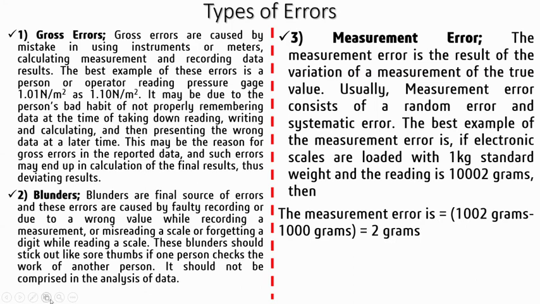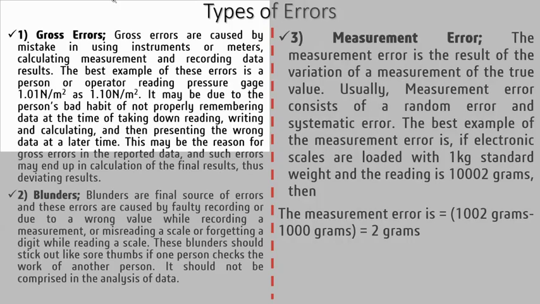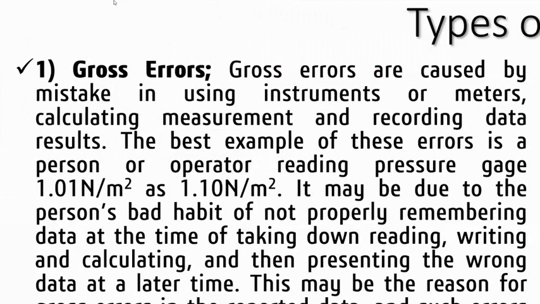Now let's look at types of errors that we can get. We have the gross error. Gross errors are caused by mistakes in using instruments or meters, calculating measurement or recording data results. In other words, whenever you're using equipment that is not functioning well, you're going to be talking about an error, and it's going to be a gross error.